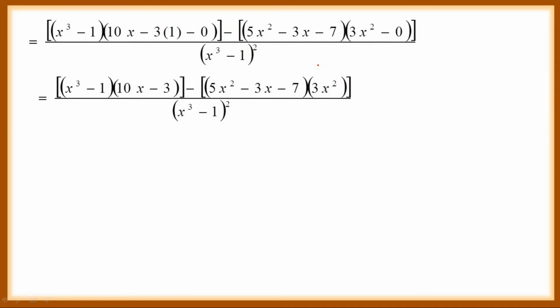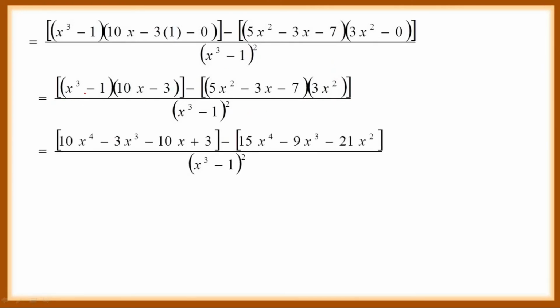So now, ano pang kailangan nating i-simplify? We have to multiply. I-multiply natin si x cubed minus 1 kay 10x minus 3, and then we have to multiply eto kay 3x squared. Let's start here. We have x cubed times 10x. This is equal to 10x raised to the 4th. And then, x cubed times negative 3. This is negative 3x cubed. And then, negative 1 times 10x, that is equal to negative 10x. And then, negative 1 times negative 3, that is positive 3.